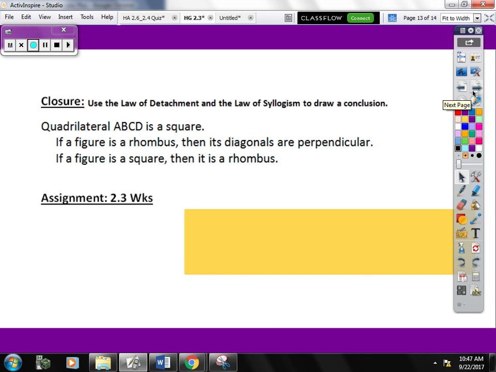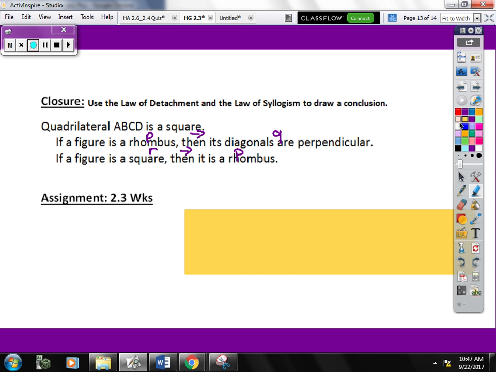And the closure, same directions, use the law of detachment and the law of syllogism to draw a conclusion. They tell us that quadrilateral ABCD is a square. If a figure is a rhombus, that would be my P, then its diagonals are perpendicular, Q. If a figure is a square, well, that's not P, that's not Q, let's call it R. Then it is a rhombus, which is my P.